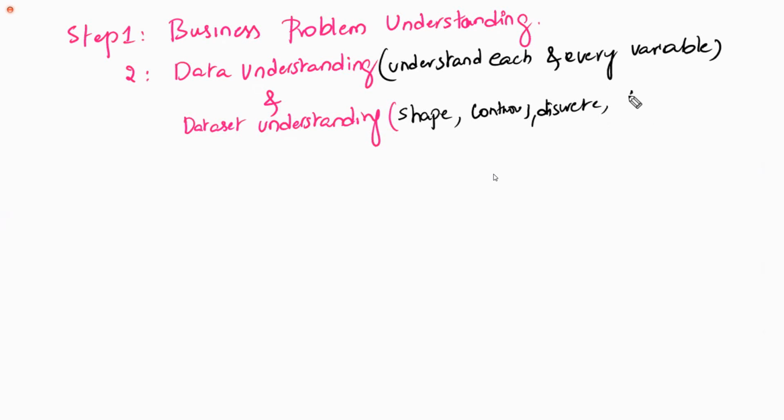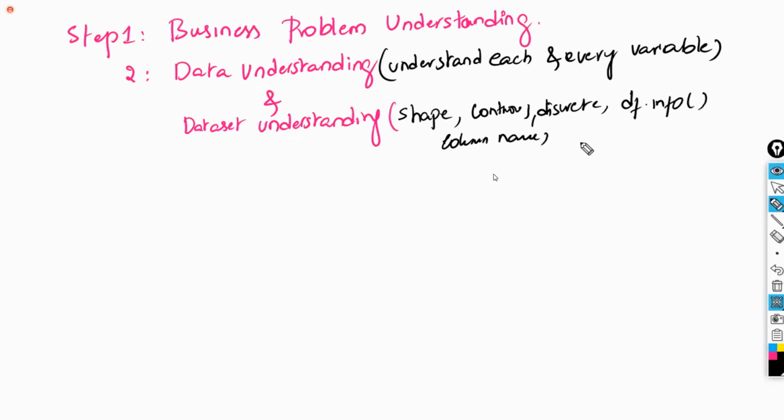And that is df.info. You are going to do df.info and check every data type and the column names, whether the column names are proper or not. Check whether the column names follow the rules or not. So these steps are in the data understanding. Once this second step is done, we are going to proceed to step 3.